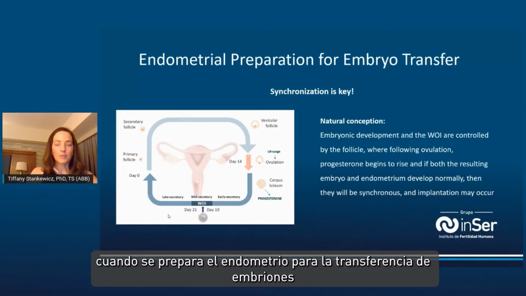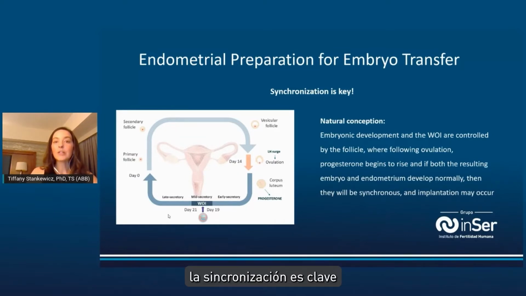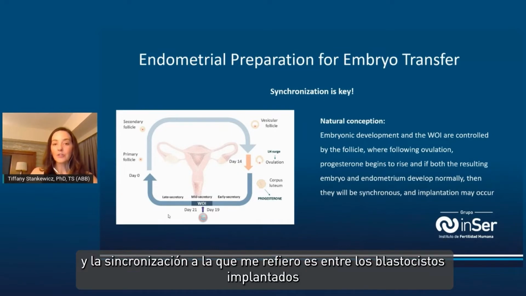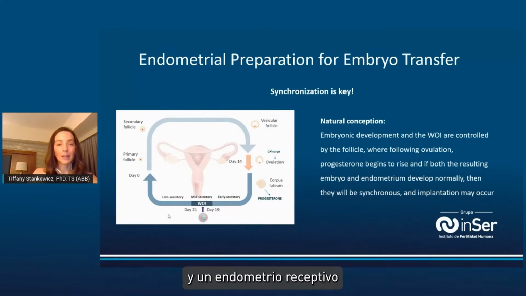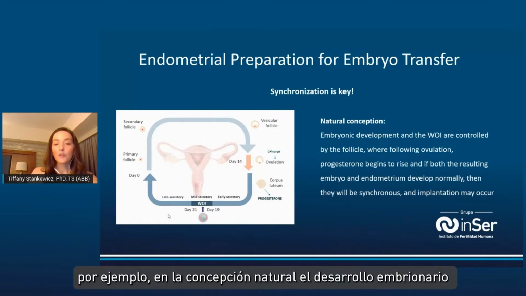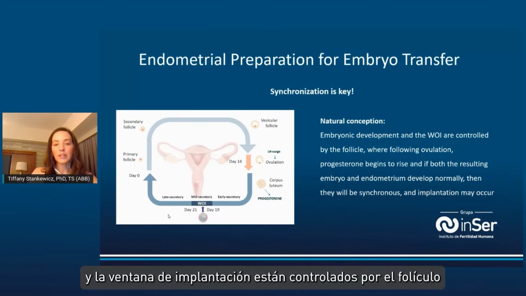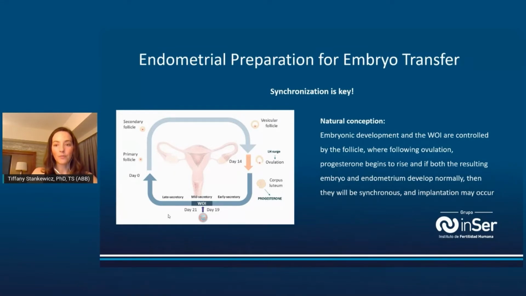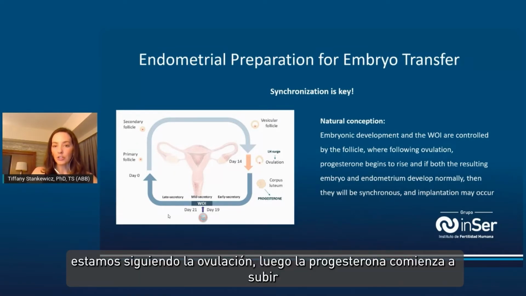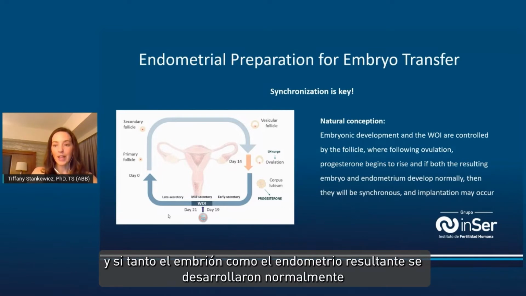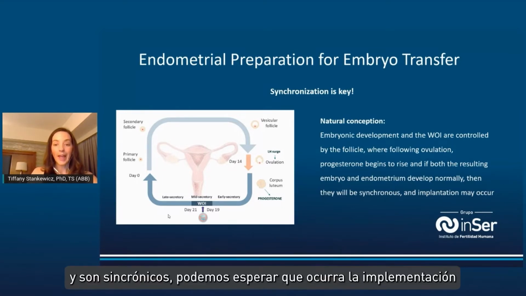When preparing the endometrium for embryo transfer, synchronization is key. And the synchronization I'm referring to is between the implanting blastocyst and a receptive endometrium. For example, in natural conception, embryonic development and the window of implantation are controlled by the follicle, where following ovulation, progesterone begins to rise, and if both the resulting embryo and endometrium develop normally, and they are synchronous, we can expect implantation to occur.